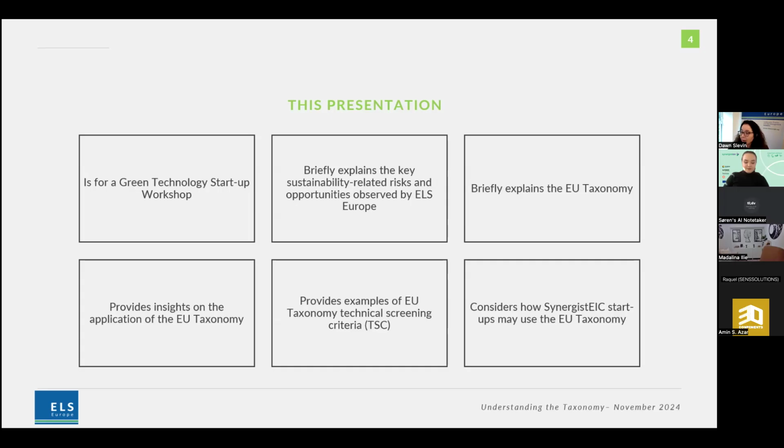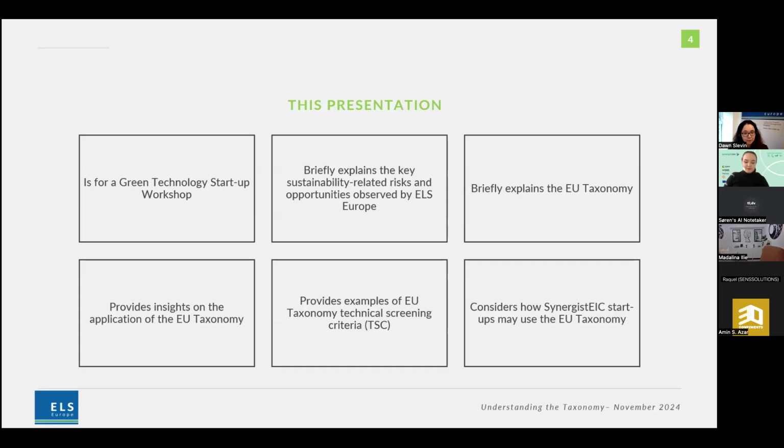I will then explain the EU taxonomy and some insights into the application of the taxonomy. I want to provide some examples of technical screening criteria for those of you who may not have used the taxonomy previously. And I want to present that in a context that is relevant for the Synergies startups.